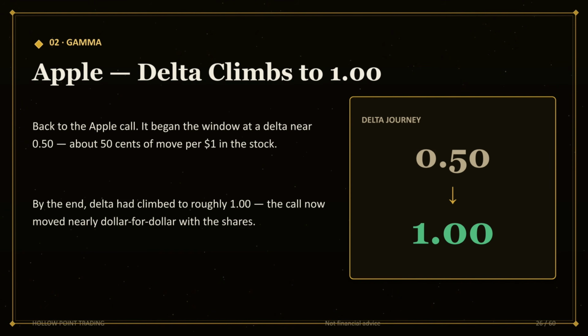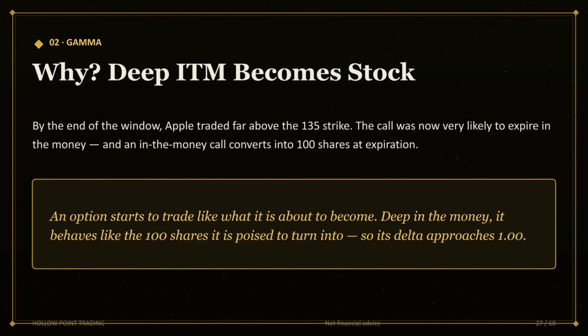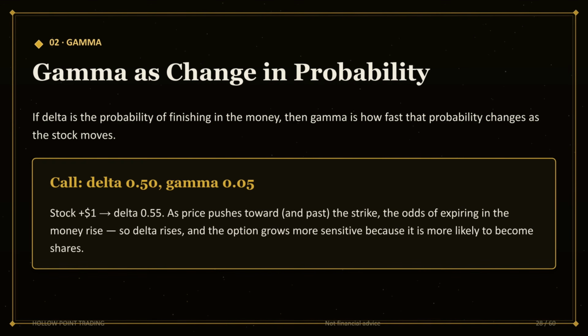Returning to our Apple call example, we saw it begin with a 0.50 delta. As the price climbed, the delta moved to 1.00. The call started behaving exactly like the underlying shares themselves. Why does this happen? Deep in the money, an option is almost certain to be exercised. Since it is poised to turn into 100 shares, it naturally trades with the same sensitivity as those shares, pushing its delta toward 1.0.